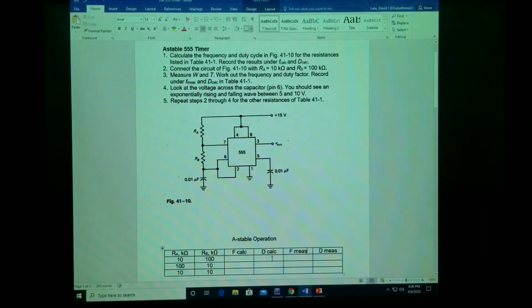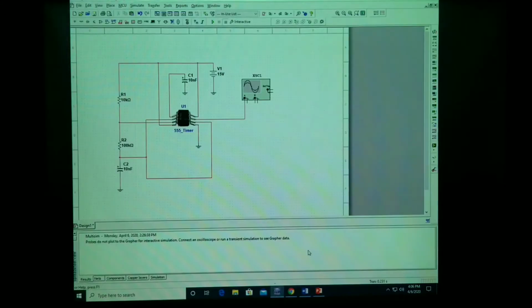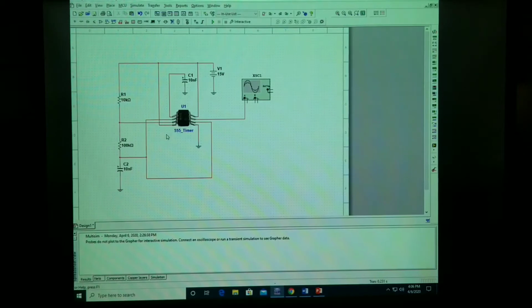So next, after we've done these calculations, we're going to build this circuit, which I've already done on Multisim. When you're looking at the 555 timer, there's a dot here. This dot is what will tell you what the first leg is. So here's the first leg. Now the leg numbers go around the chip. So this would be 1, 2, 3, 4, 5, 6, 7, and 8.